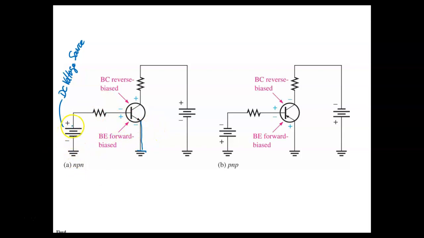So what we would do is notice the positive supply on this battery. This is the base bias battery. The positive is pointing toward here. So I put the positive here with respect to the emitter, so that junction is going to be forward biased.